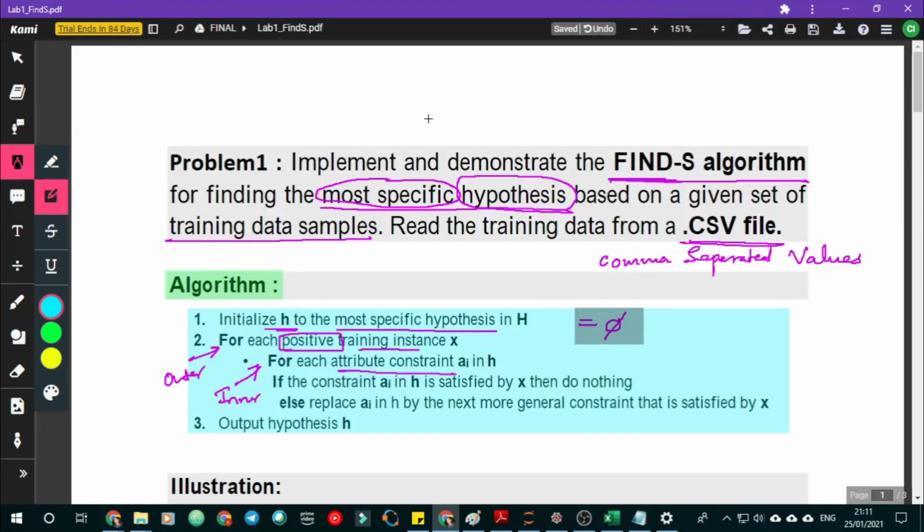The Find-S algorithm reads only the positive data samples, and this is the disadvantage of the Find-S algorithm, and that's why we move to the next algorithm, the candidate elimination algorithm. The difference between Find-S and candidate elimination algorithm we will discuss in the next lab program. Thank you.